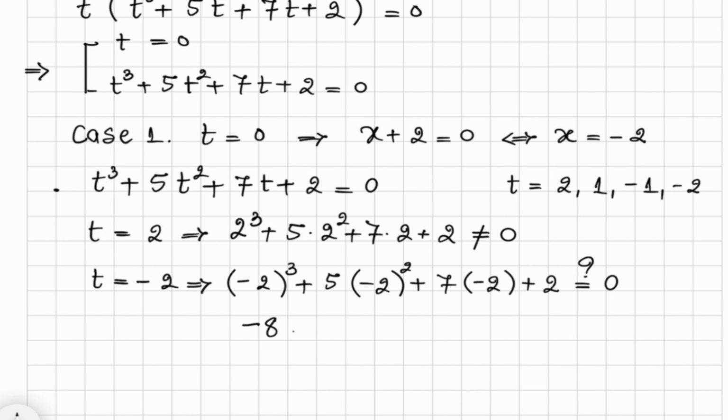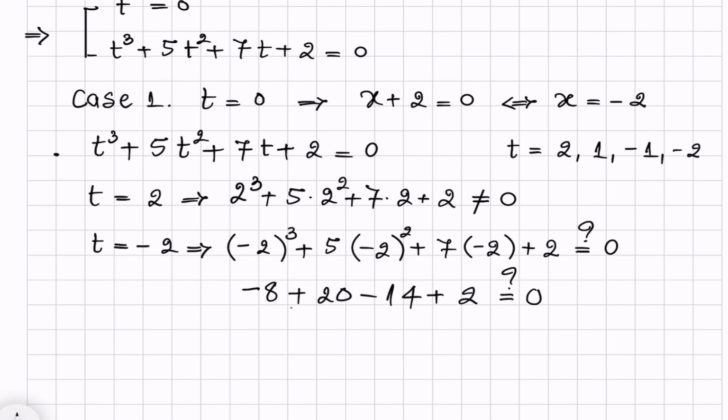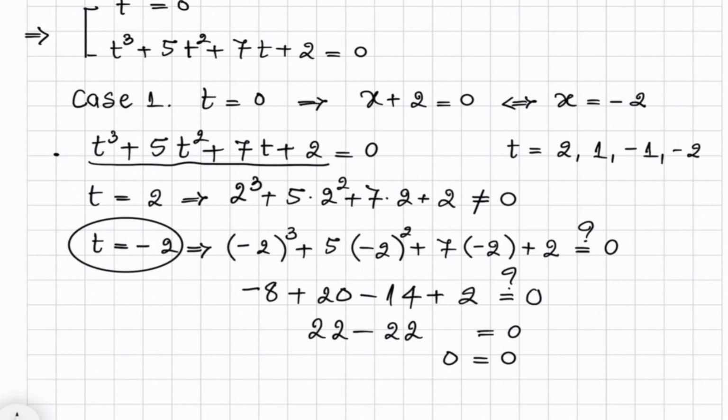Negative 8, and then plus, so 5 times 4, 20, minus 14 plus 2. So will it be equal to 0 or not? Let's keep going, and that will be 22 minus 22. So it is equal to 0. 0 equal to 0, that means t is equal to negative 2. So t equal to -2 is a root of this equation.